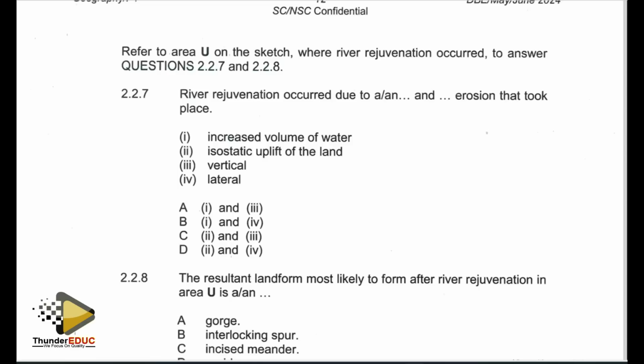The rejuvenation or the revival of the river's erosive power is being contributed to by the increase in the volume of water. There has been stream piracy, and this stream piracy is contributing towards the increase in the discharge of that particular river, which will also imply that its erosive power is going to be revived. So it's increase in the volume of water, item A. We are cancelling item number 2.